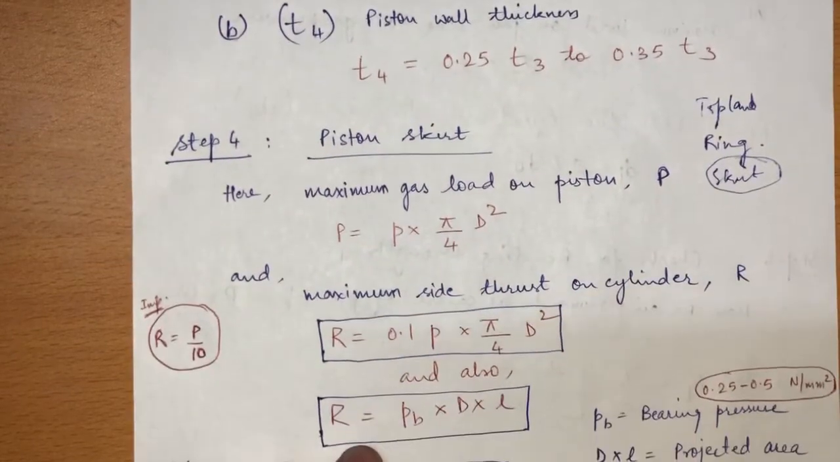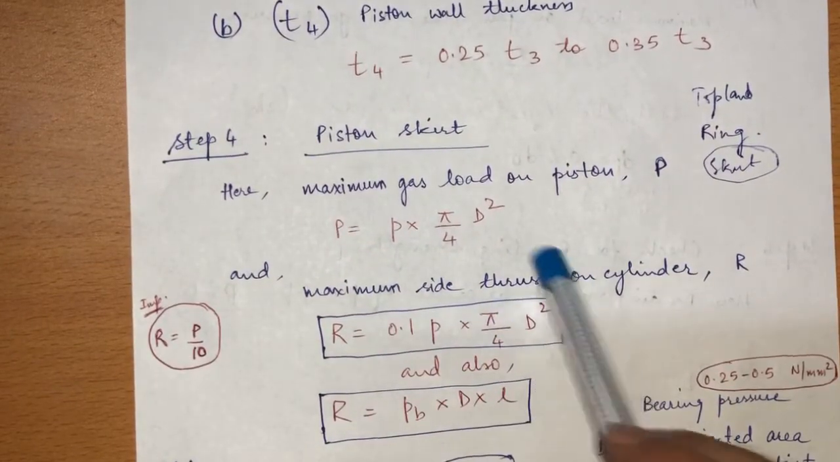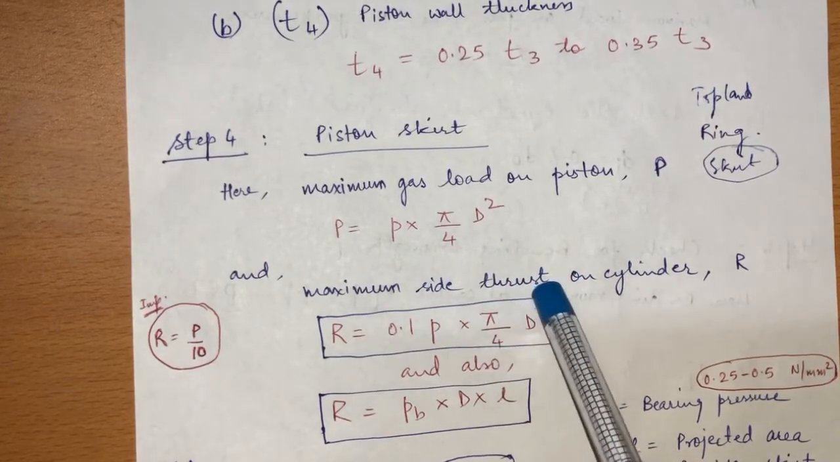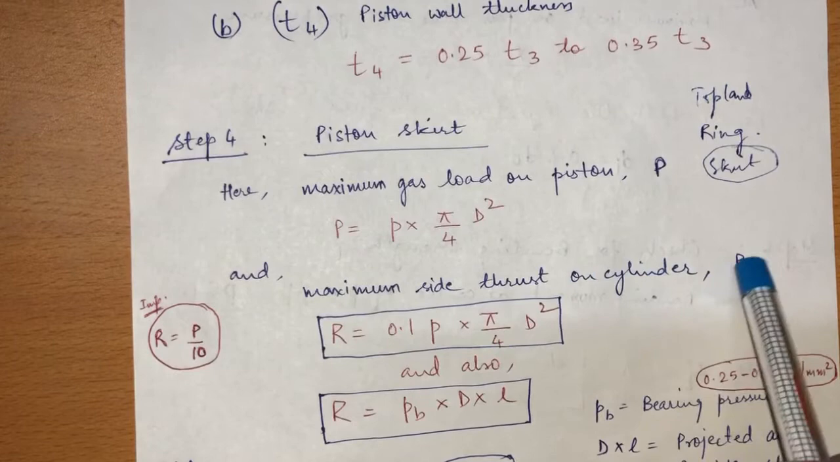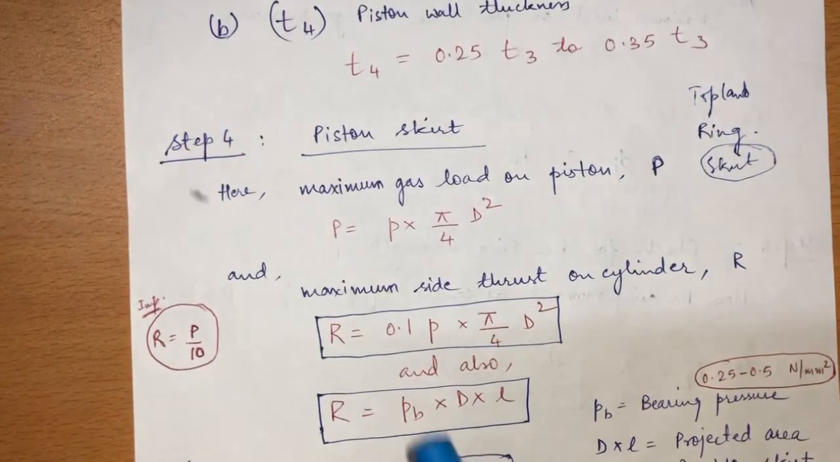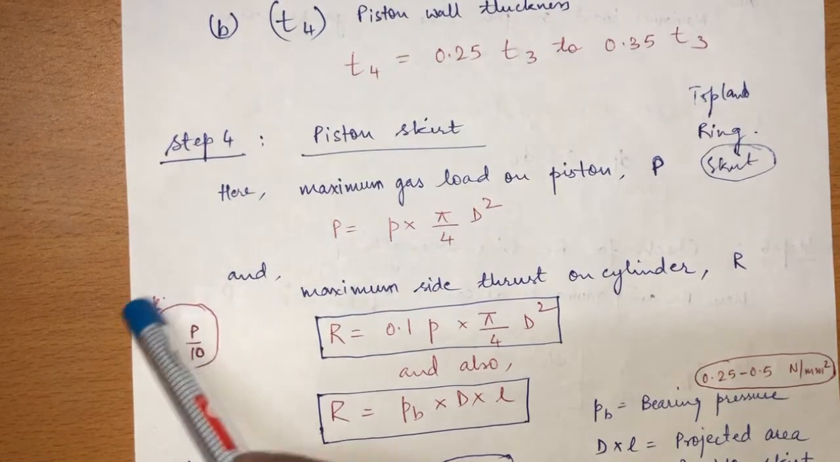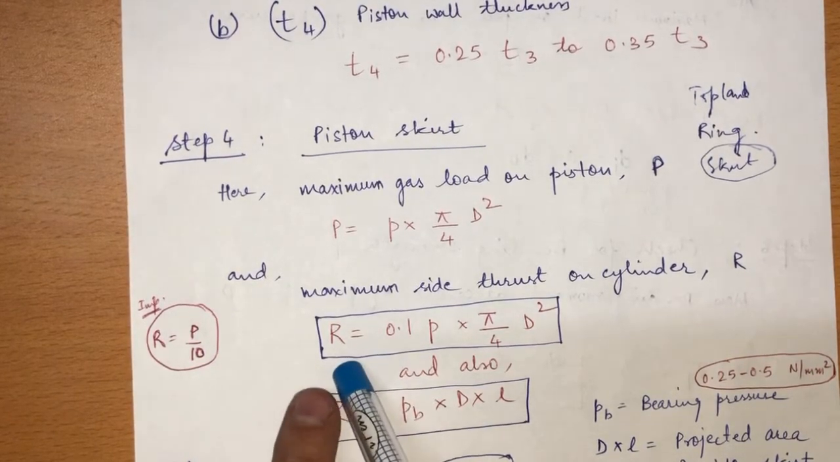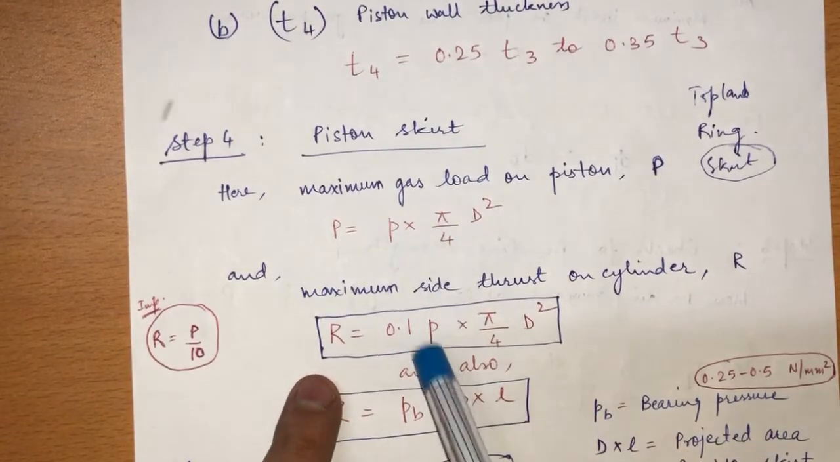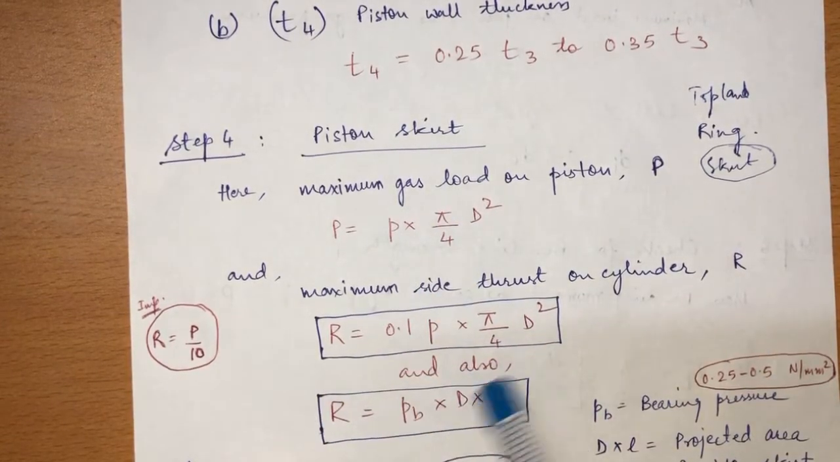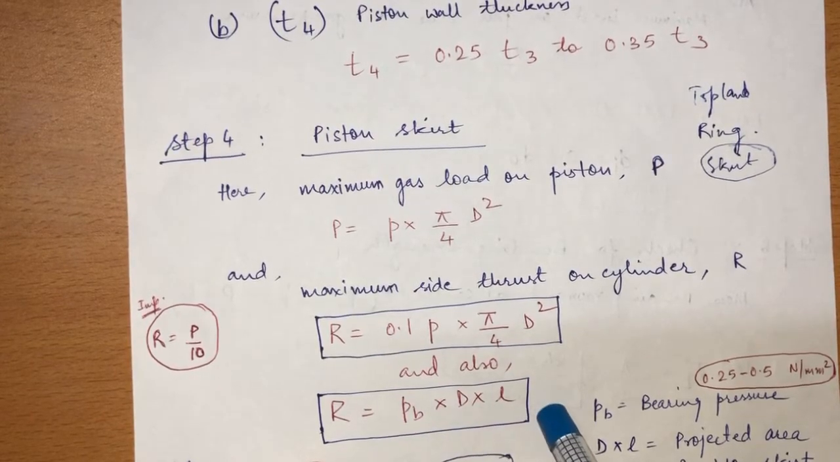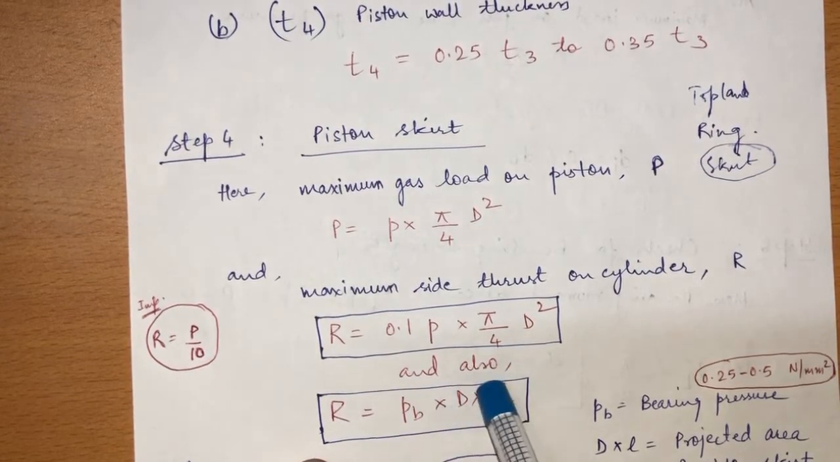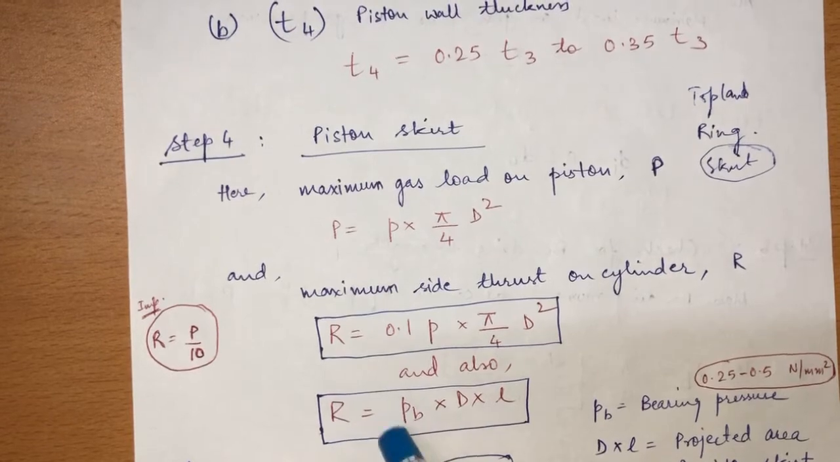And also the maximum side thrust. Maximum side thrust, or the side thrust, is that part wherein the piston hits the cylinder wall, and it is denoted by the term capital R. Capital R is denoted by this type of formula, wherein it is P divided by 10. That is, if I write R, it can be written as the same formula but multiplied by 0.1. And also R equals PB into D into L, which is again related to pressure into area. So there are two formulas which can give me the value of side thrust or R.